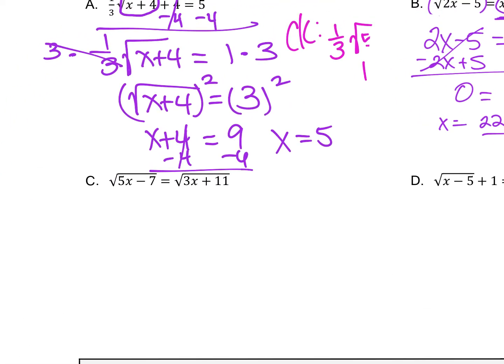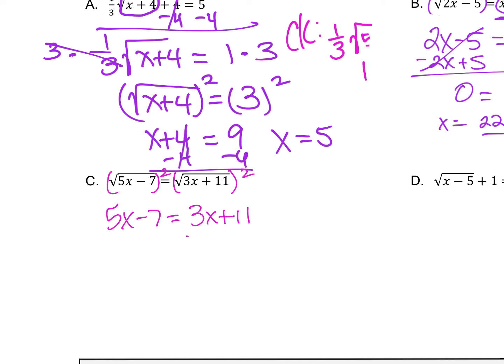So this one, look at your square root. Notice it's already isolated. So we're going to go straight into squaring it to get rid of it. And I'll do the same thing to the other side. So that leaves me with 5x minus 7 equals 3x plus 11, because I also have a square root on the other side. So now what I need to do is I need to solve it.